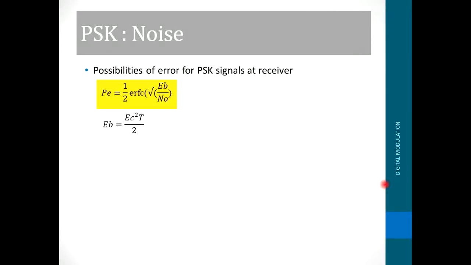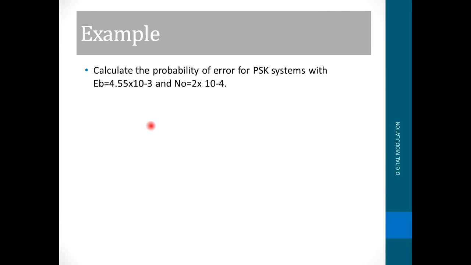And for the noise in PSK, the probability of error for the PSK signal at the receiver, the equation is PE equals 1/2 ERFC square root of EB over NO, where EB equals EC squared T over 2. Okay, so this is the equation for the noise in PSK.